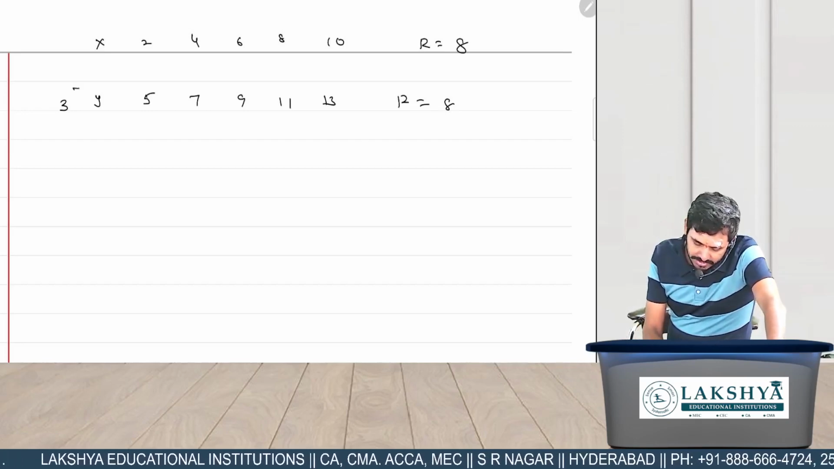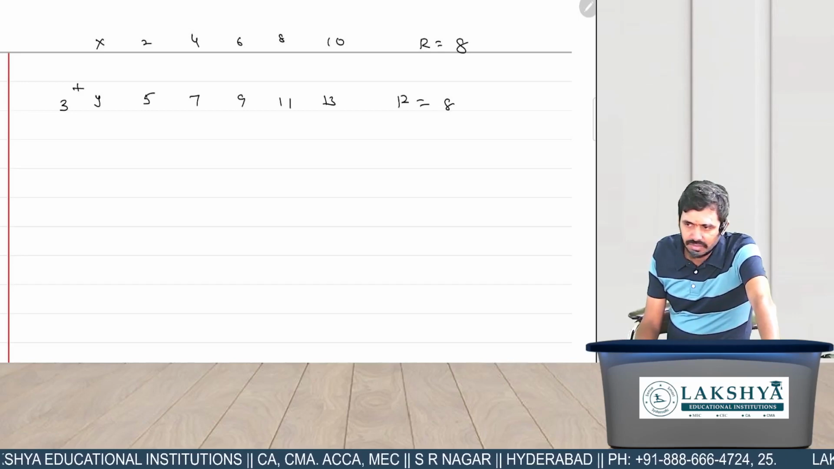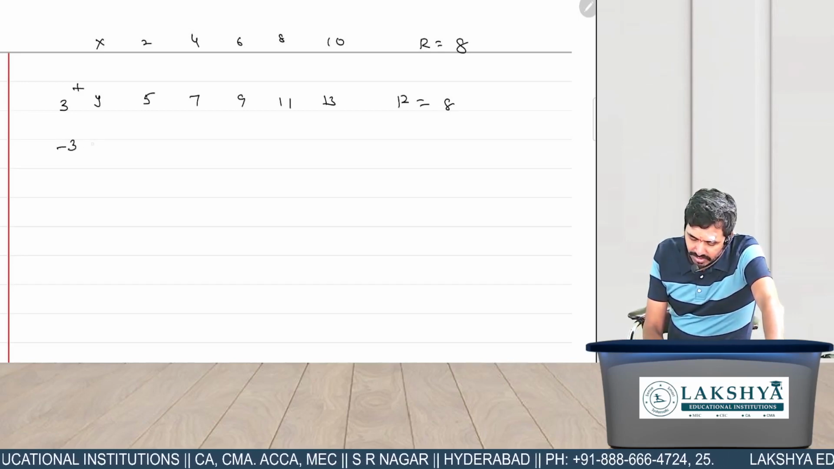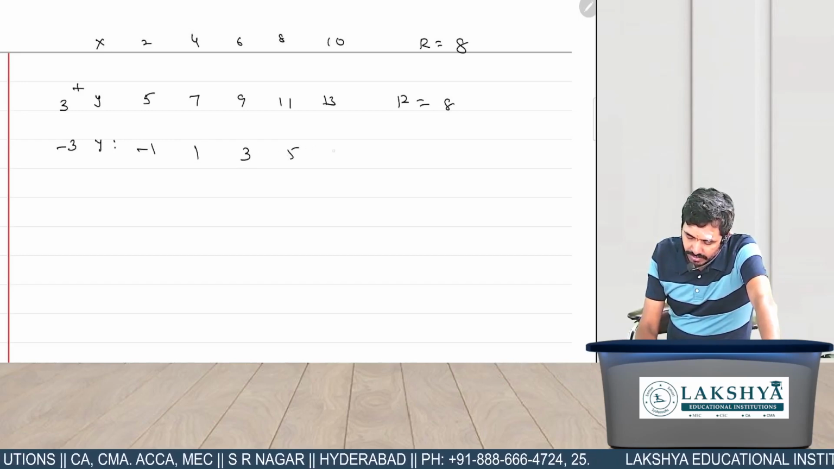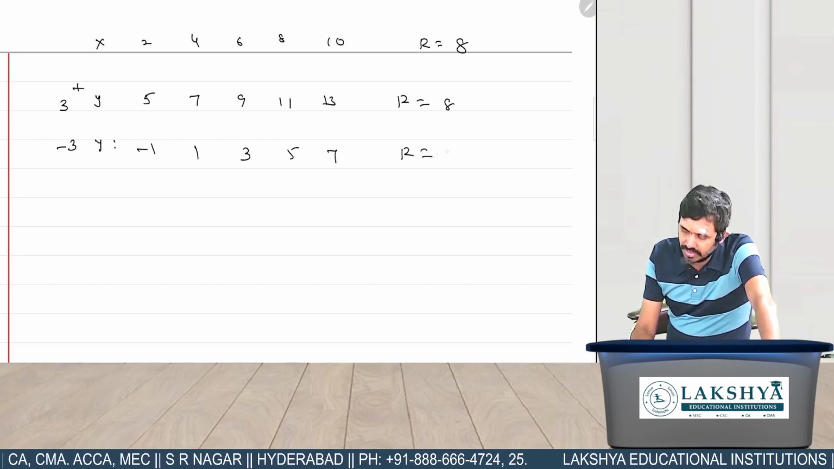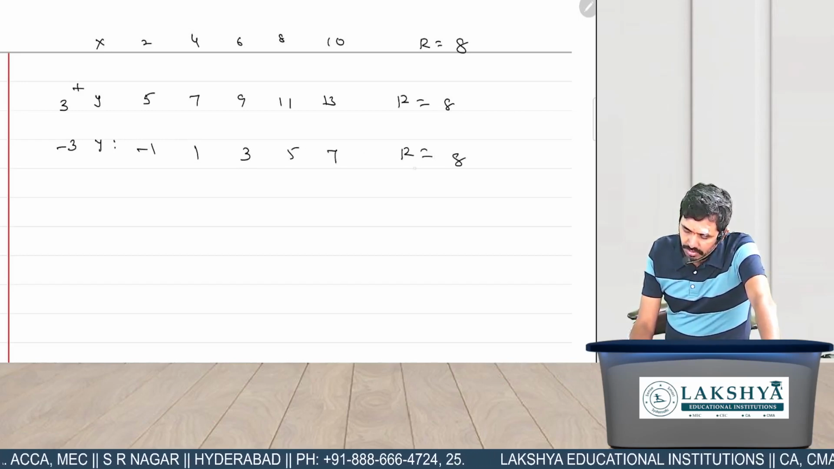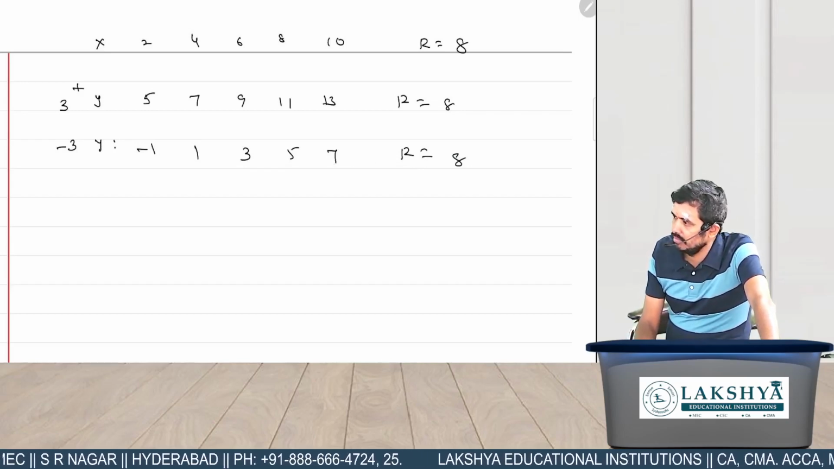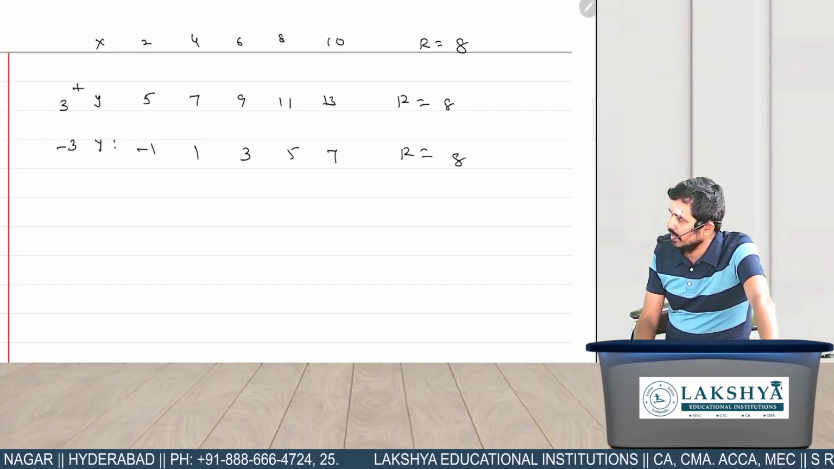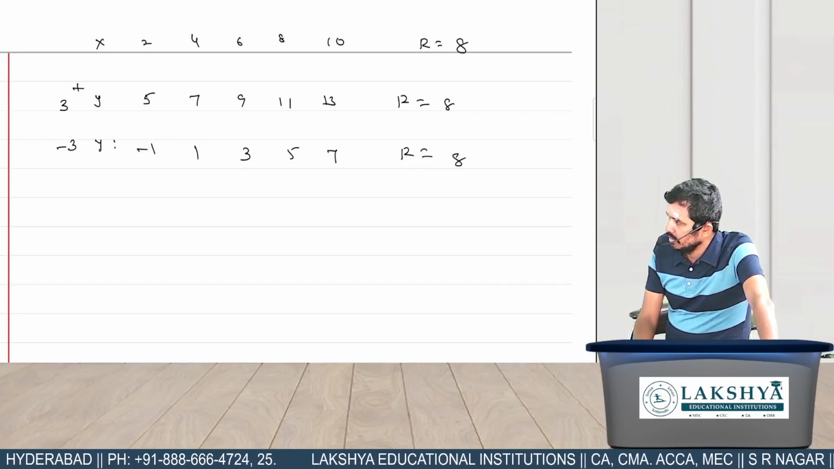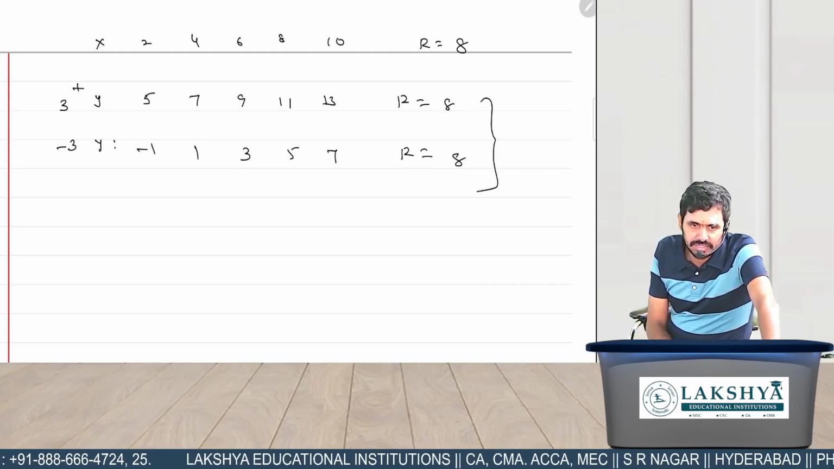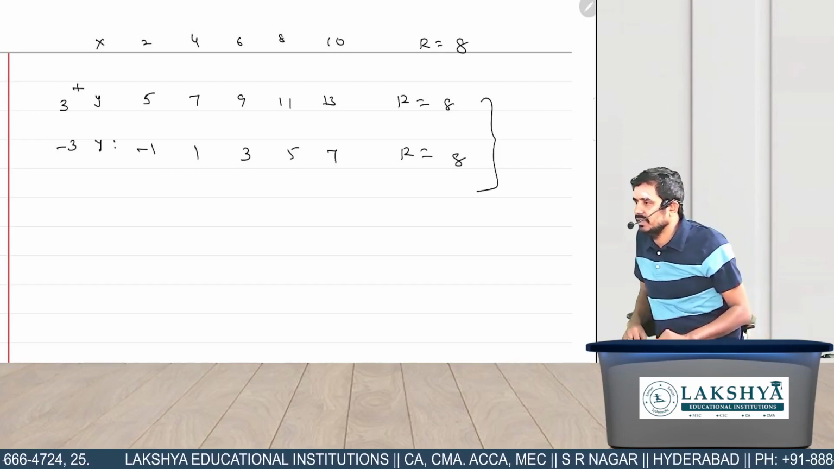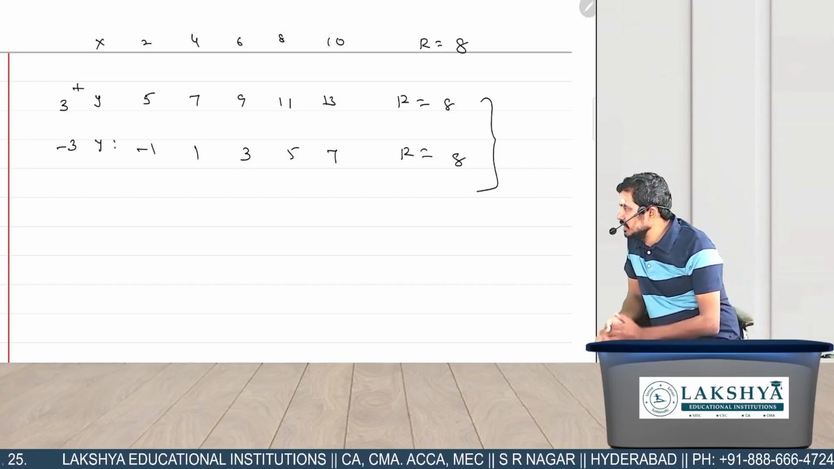Addition is called change of origin. Similarly, when subtracted by 3, we get minus 1, 1, 3, 5, 7. Then what is range? 7 minus of minus 1 is 8. Range is unchanged, and range is unchanged due to change of origin.